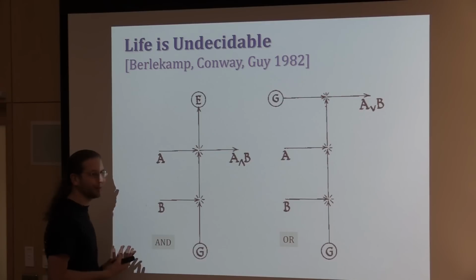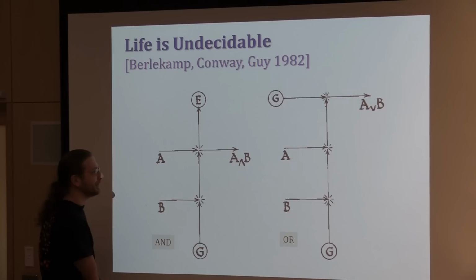It's actually annoying. It'd be better if we had an and and a nor, or an and or a nor, because then we'd be done. So we still need negation.